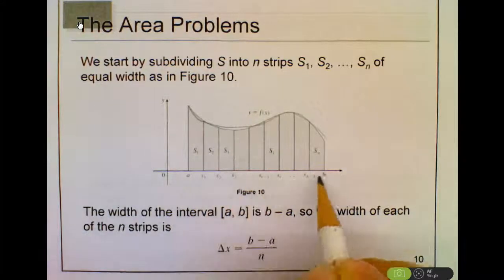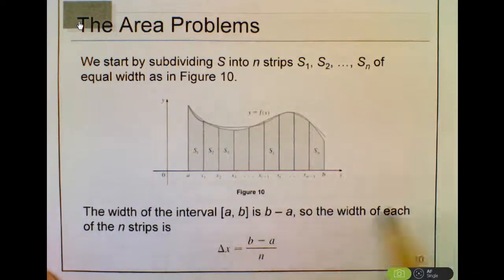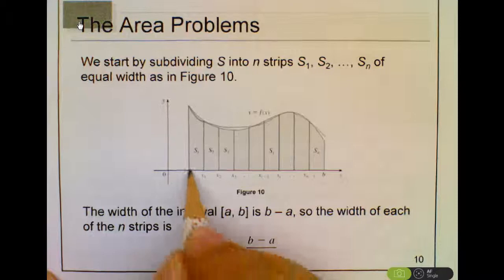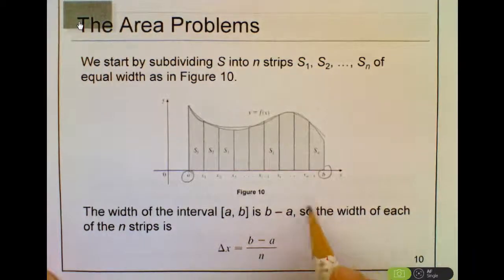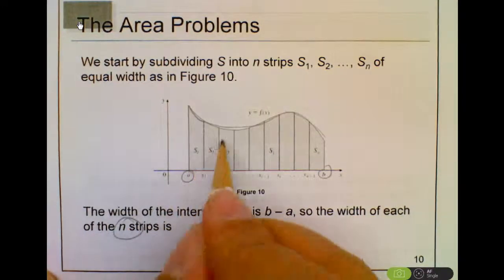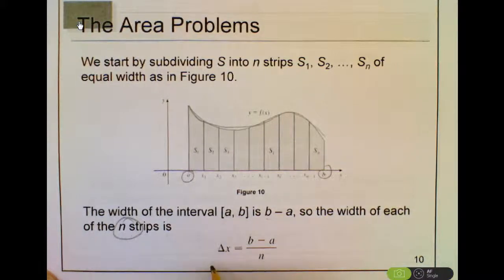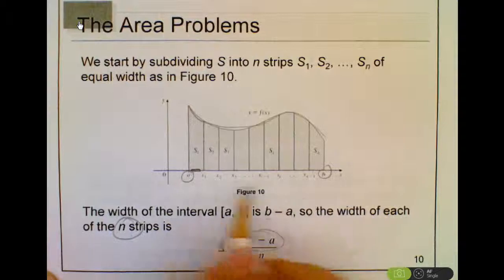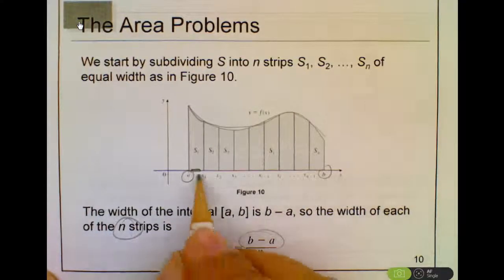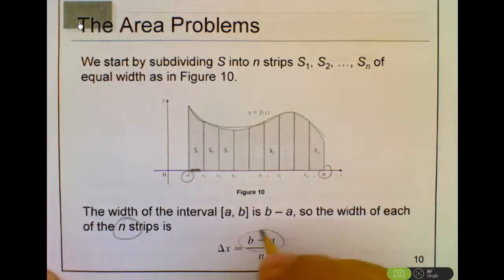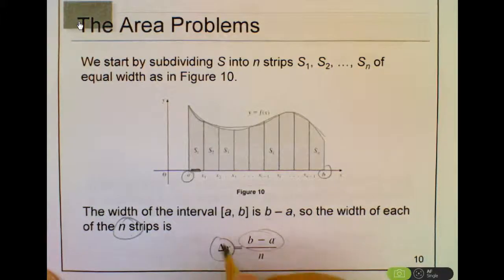I'm just trying to define them in a general way, because you know that we're going to apply limits, so we have to find a way of generally describing them. It says the width of the interval between two numbers is the difference between those two, so it's B minus A. If we have n strips, n rectangles, then how wide each one is, is the difference between B and A divided by the number of rectangles we have. This is something that we're going to describe as delta x.